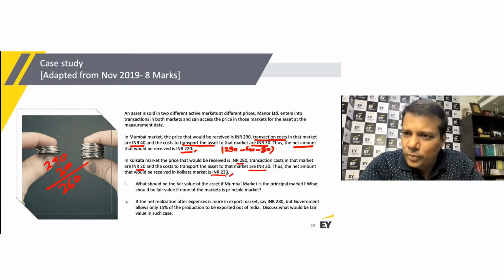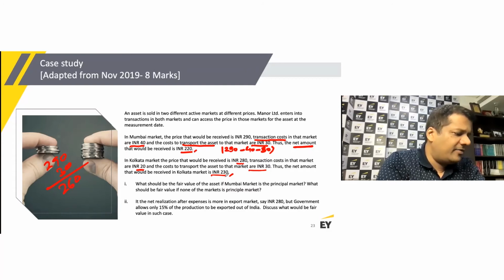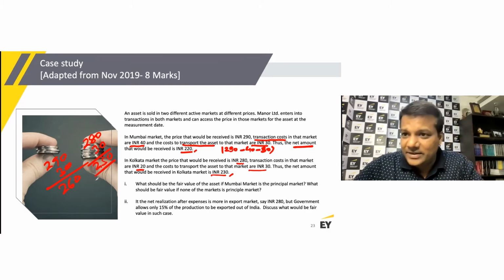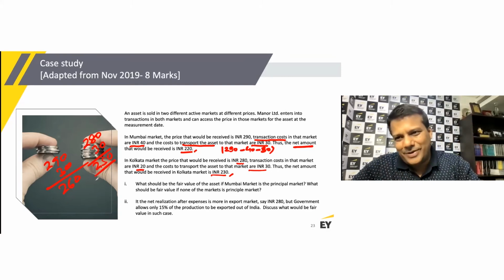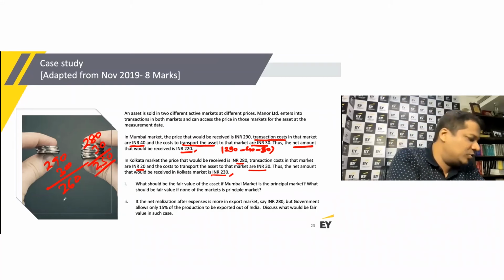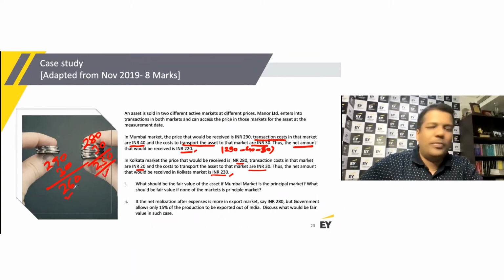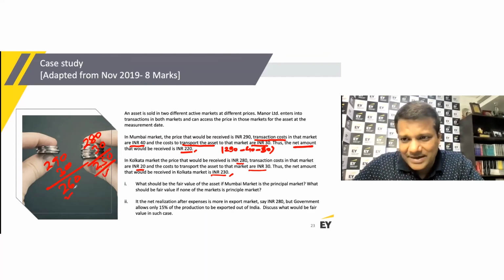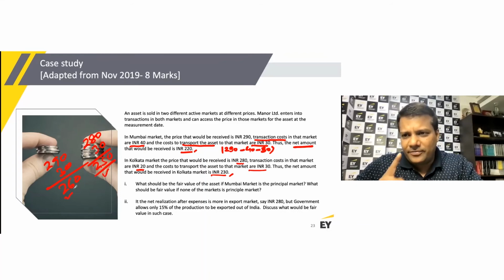But what is the fair value for Calcutta? For determining fair value in Calcutta, I'm going to take 280 minus 30, which is the transportation cost, which is 250. Okay, so 250 is the fair value. Even though Kolkata is most advantageous, my fair value for Kolkata is 250, whereas my fair value for Mumbai is 260, because the transaction cost is not to be considered while determining the fair value, right, from a recording perspective.